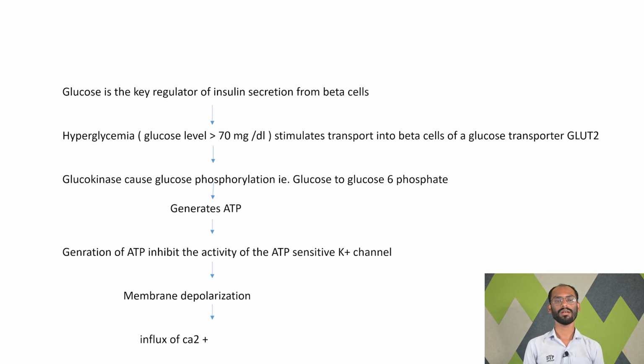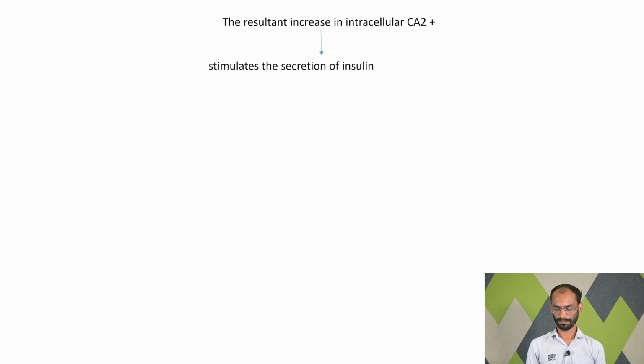So as we know, now the membrane of the beta cell is depolarized. There is a sudden influx of calcium inside the beta cell, and this calcium helps the insulin to get released into the blood.